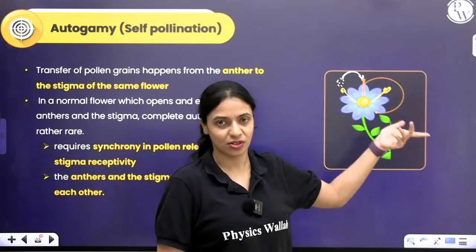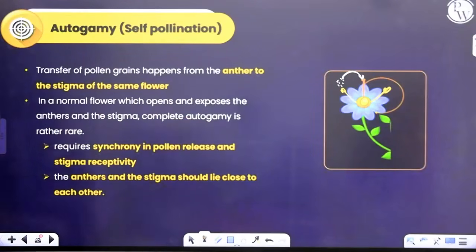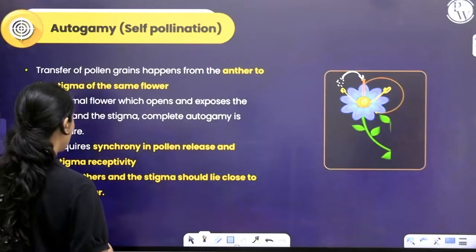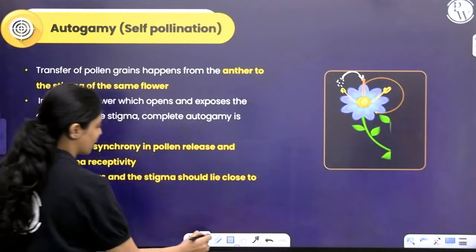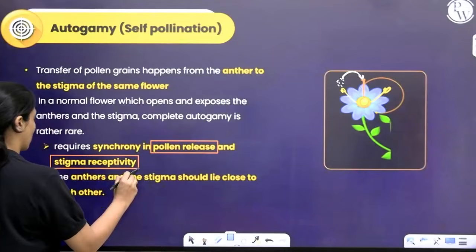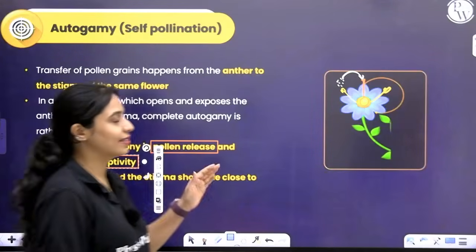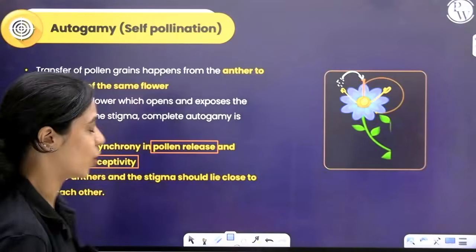If it is unisexual, it's not possible, obviously, right? So it requires the flower to be bisexual, and synchrony has to be there. It has to happen at the same time. What has to happen at the same time? The release of the pollen grains and the stigma becoming mature and receptive. Also, the anther and stigma should lie very close to each other so that pollination can be brought about.